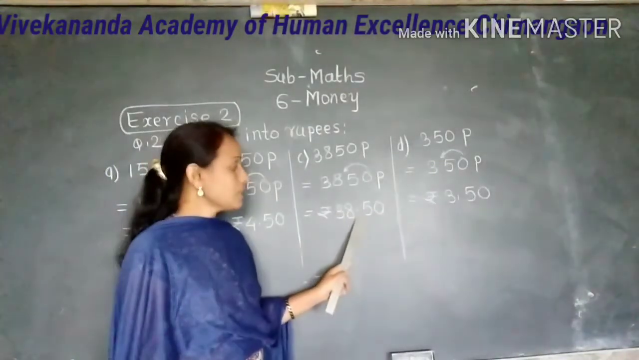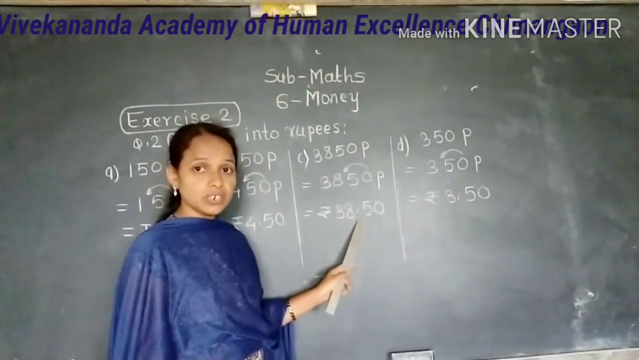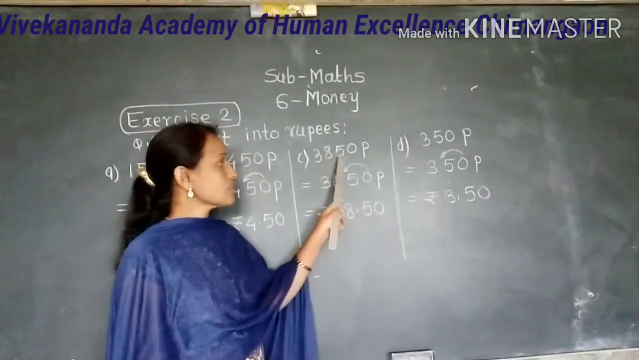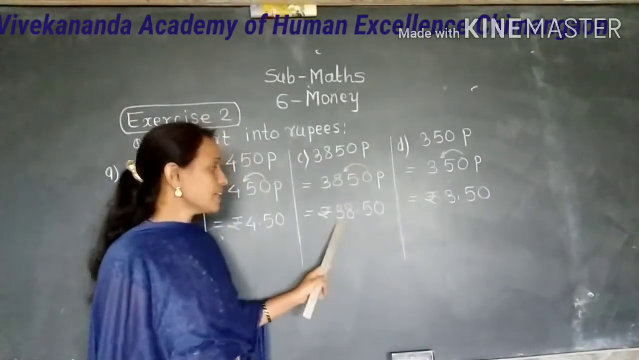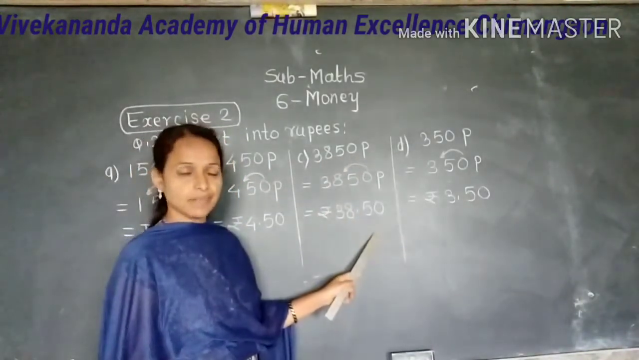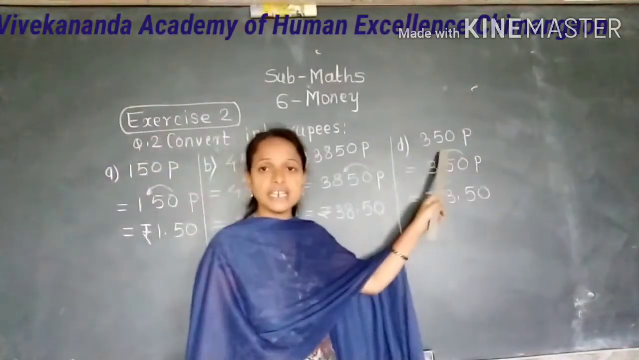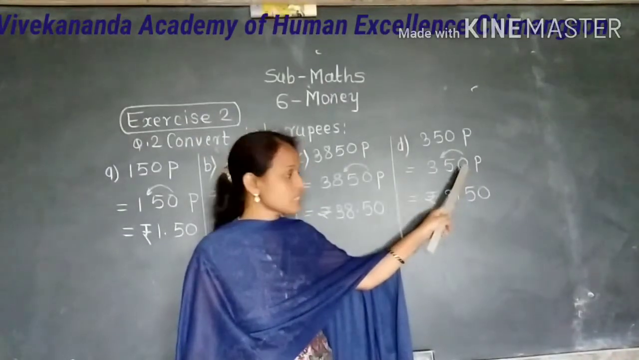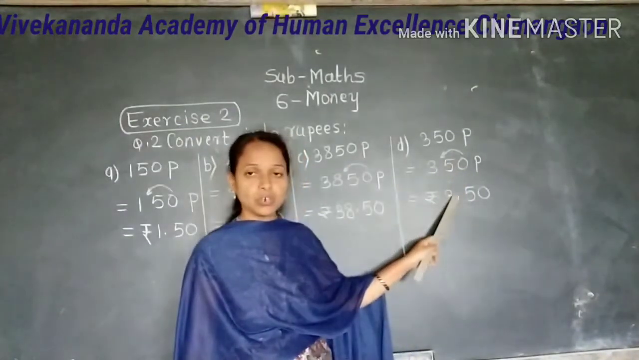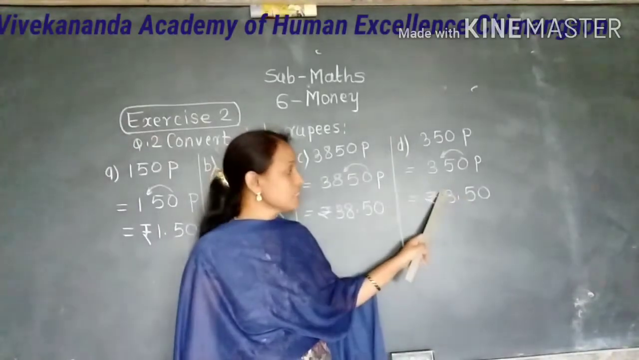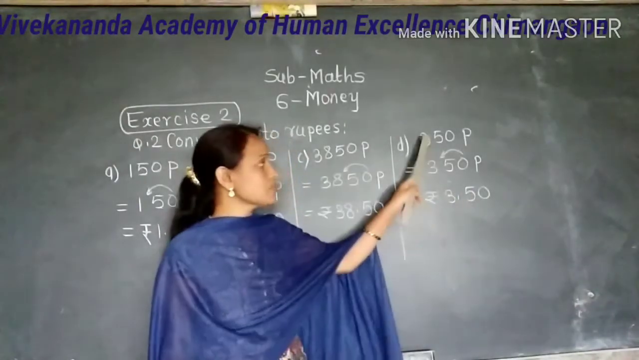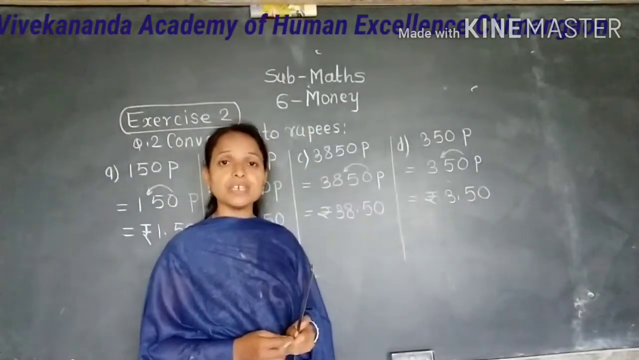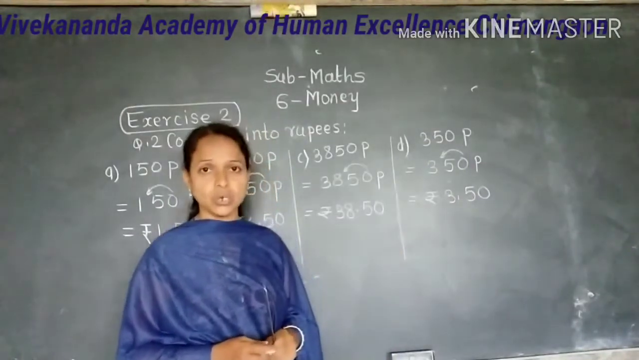Okay. Here, by putting the dot two digits from the right, we convert 3850 paise into 38 rupees 50 paise. Next example, 350 paise. Here also from the right two places 1, 2. So here we put the dot. So we get here 3 rupees 50 paise. In this way 350 paise converted into 3 rupees 50 paise by putting the dot.